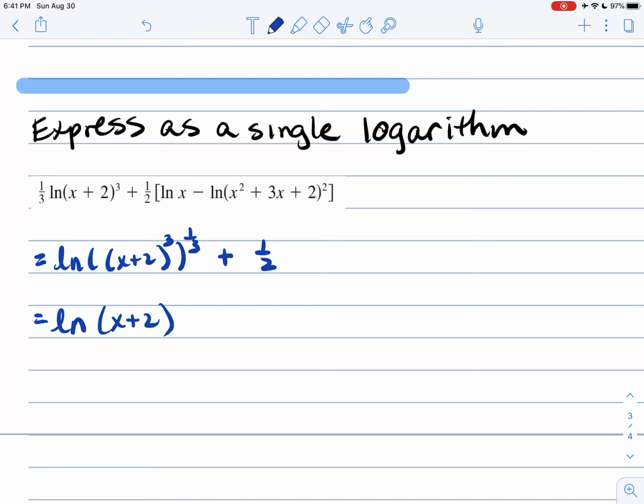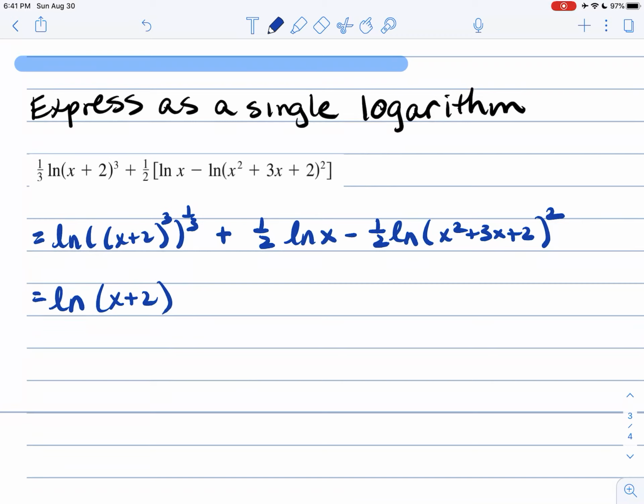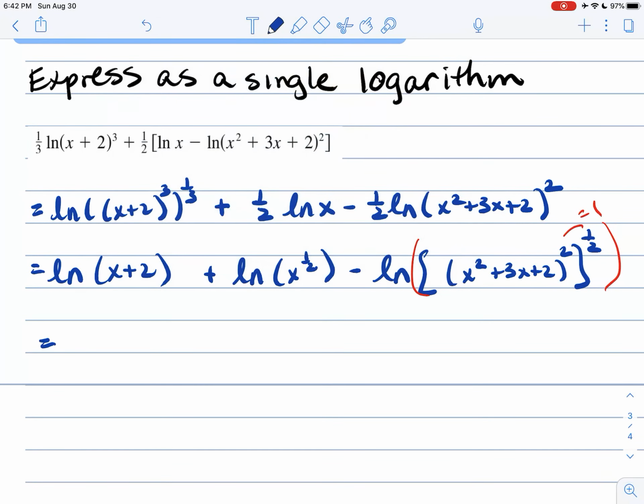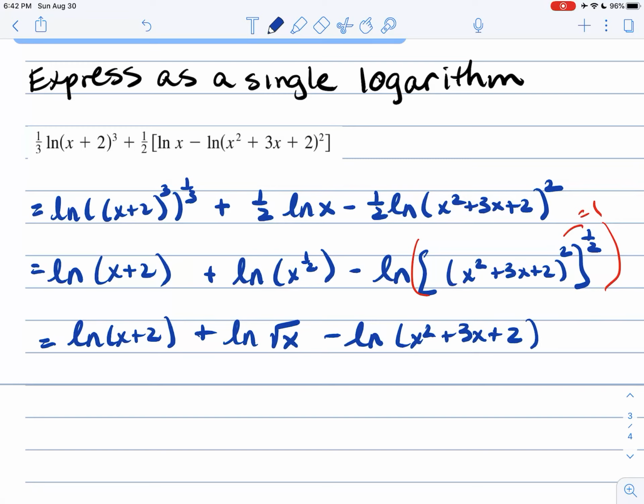Second, I can distribute my 1/2, so I'm going to go ln of 1/2 of x minus 1/2 of ln of x squared plus 3x plus 2 squared. And I'm going to again use my constant and make it into an exponent inside my radical. So I can say that this is ln of x to the 1/2, and I can say that this is ln of x squared plus 3x plus 2 squared to the 1/2. And again here, that's going to equal 1. So we just have ln of x plus 2 plus the ln, and I can change this to the square root of x. And here I just have minus ln of x squared plus 3x plus 2.